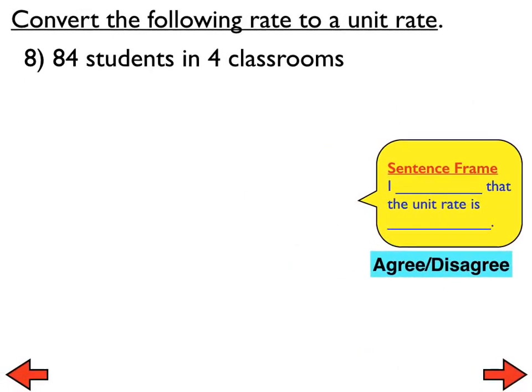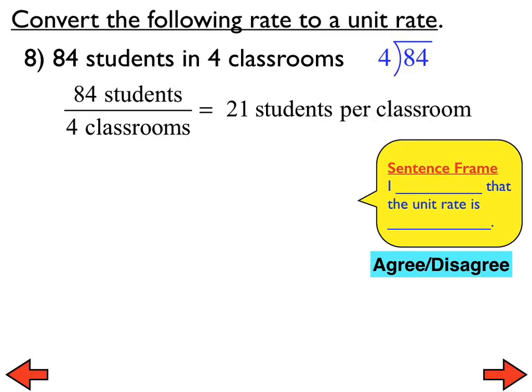Okay, you go ahead and do number 8. Find the unit rate of students per classroom and label it, please. Otherwise, it might look like classrooms per student. Good. 84 divided by 4 is 21 students per 1 classroom.